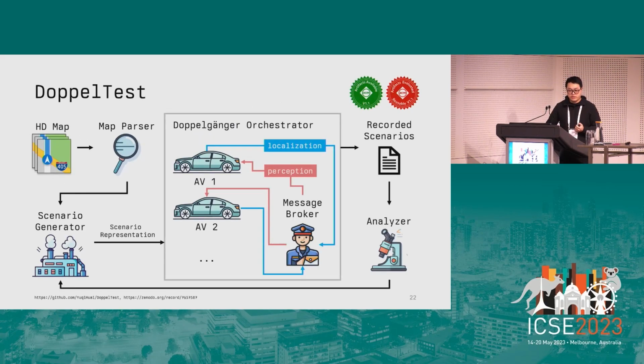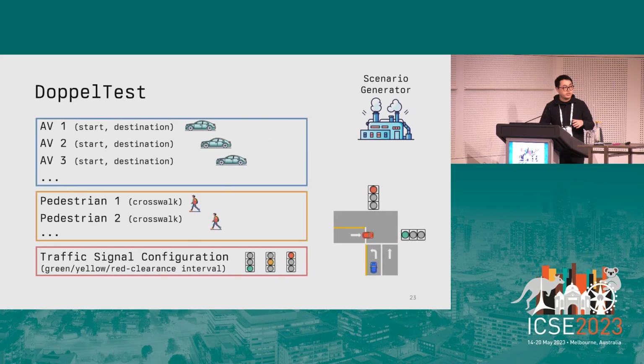After doing this analysis, this information gets passed into the scenario generator, where it will specify a scenario based on multiple AVs. It specifies where they start and what their destination is. We also specify some number of pedestrians near the crosswalk to introduce some complexity in the junctions. And finally, based on the traffic signal conflicts, we are going to specify a valid traffic signal configuration that matches the real world as much as possible. We model the green interval, we model the yellow interval, and we also model the red clearance interval.